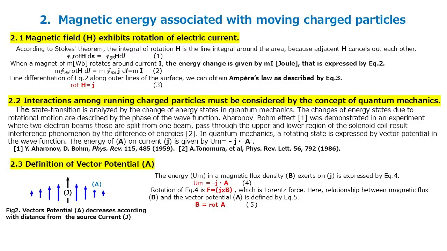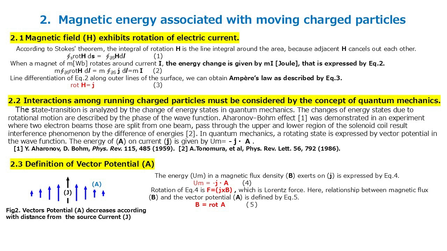Magnetic energy associated with moving charged particles. Magnetic field H exhibits rotation of electric current. According to Stokes' theorem, the integral of rotation H is the line integral around the area, because adjacent H cancel out each other. When a magnet of m Weber rotates around current I, the energy change is given by mI joule, that is expressed by equation 2.